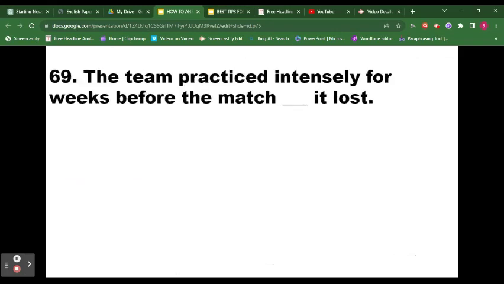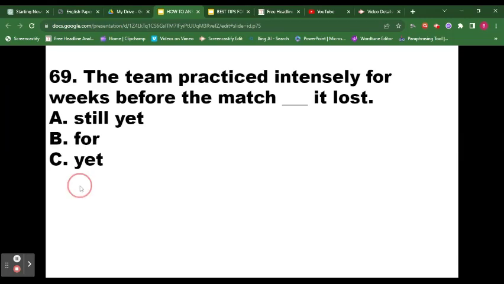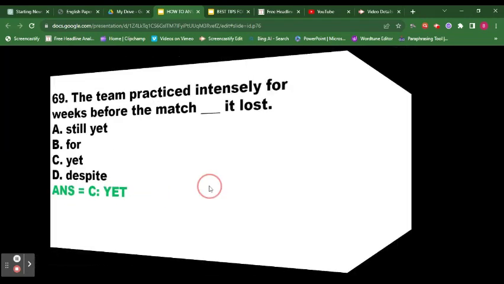69. The team practiced intensely for weeks before the match dash it lost. A, still yet. B, for. C, yet. D, despite. The correct option is C, yet. You know, A is a tautology. When you say still yet, the team practiced intensely for weeks before the match, yet it lost. If you say still yet it lost, that is a tautology. The correct answer is C, yet it lost.